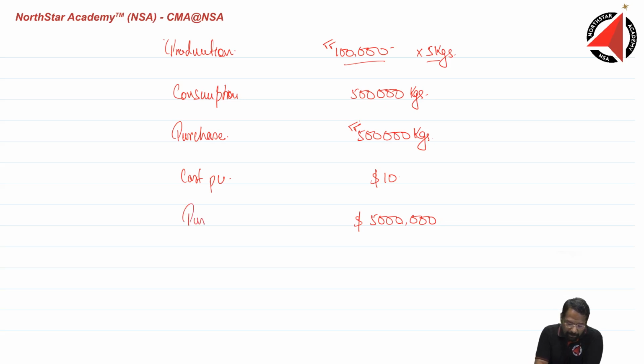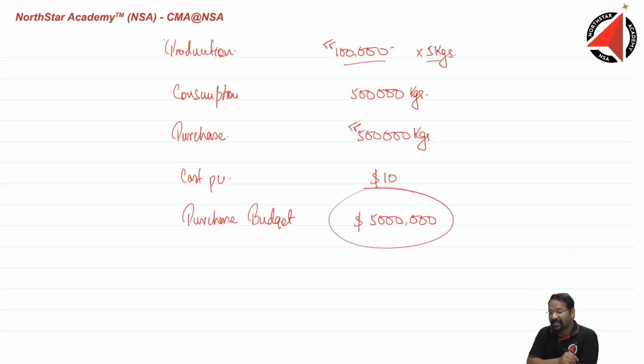This is your purchase budget, and this is the amount which is going to reflect in your pro forma income statement. This is the amount that is presented to the CFO for approval. CFO will then present it to the board of directors. Board of directors approves the budgets.